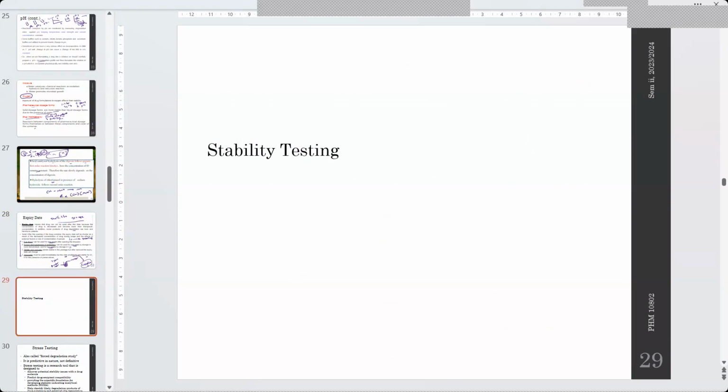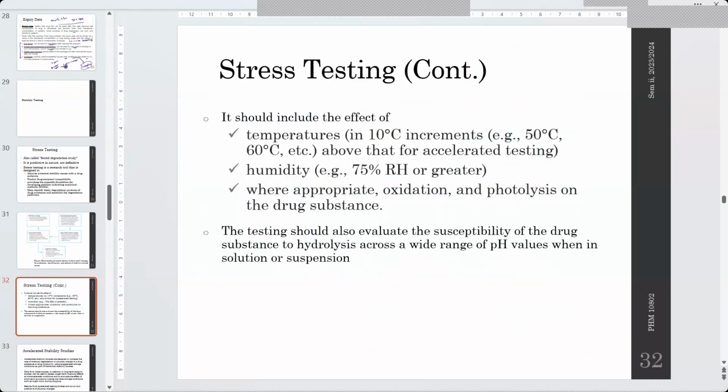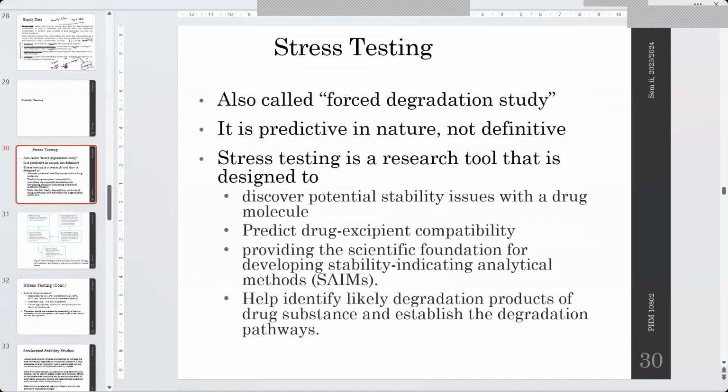Okay, now we go to an important part, which is stability testing. How do we do the stability testing? There are different types of stability testing. There is stress testing, and there is accelerated stability, and real-time or long-term stability. So we have stress testing, and we have accelerated, which is another form different from this one. We call it accelerated stability. And we have long-term stability.